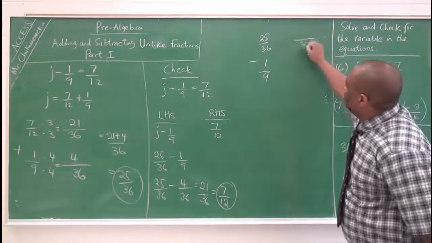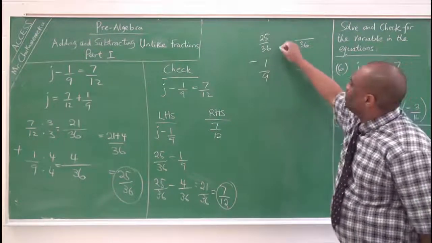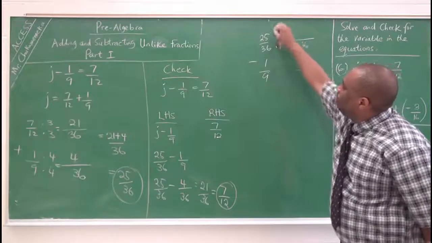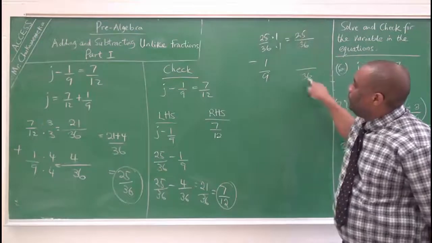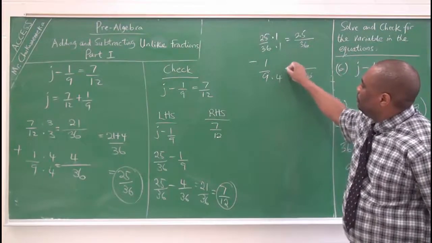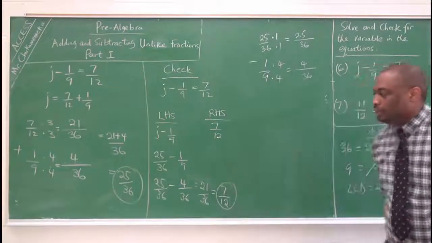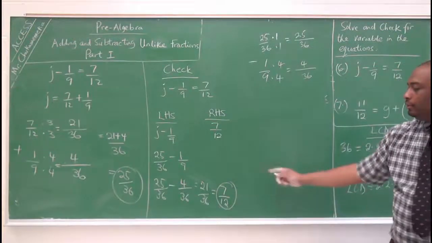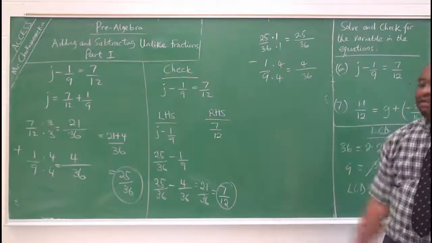So this is over 36, over 36. What will you do to 36 to give you 36? Multiply by 1. Multiply by 1 also to the numerator. This is 25. Here multiply by 4. 4 over 36. That is why we had 25 minus 4. 21 over 36. You simplify it further, you have 7 out of 12.